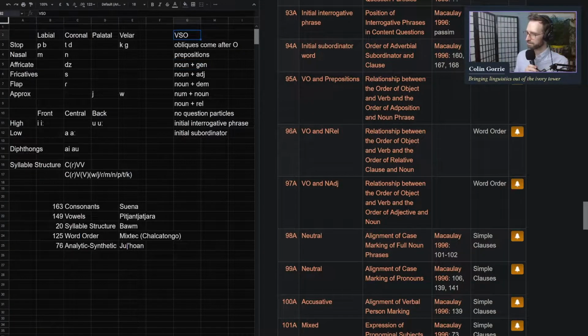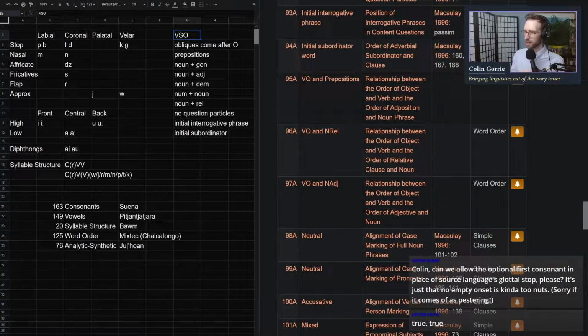Kind of fun. VSO. VSO does seem to be something that is fairly rare cross-linguistically, but it pops up in certain little hotspots. Yeah, that's an interesting question. Raven, no empty onset is kind of too nuts. Yeah, yeah, I think I know what you mean.